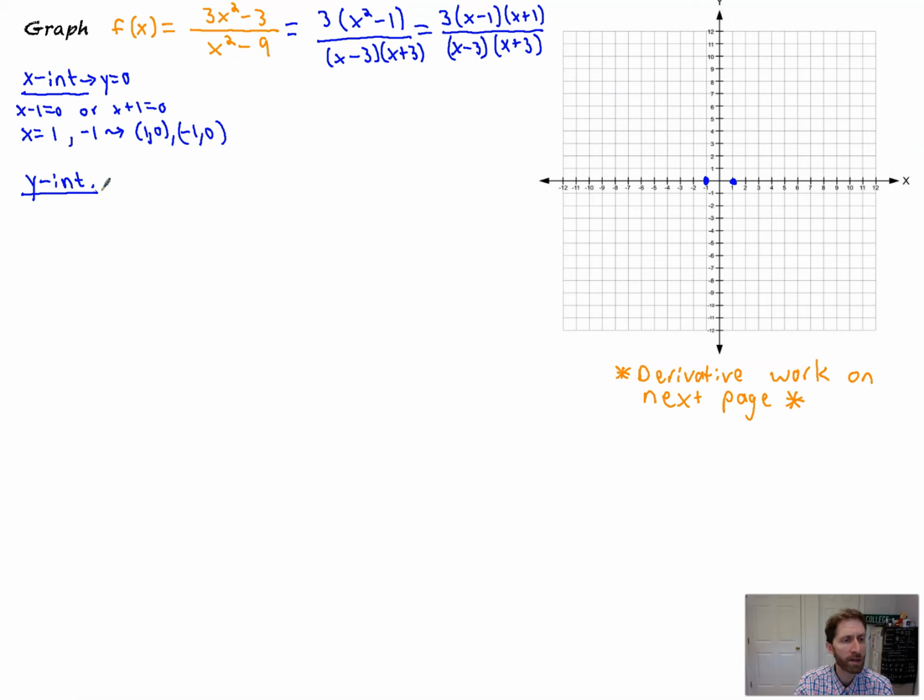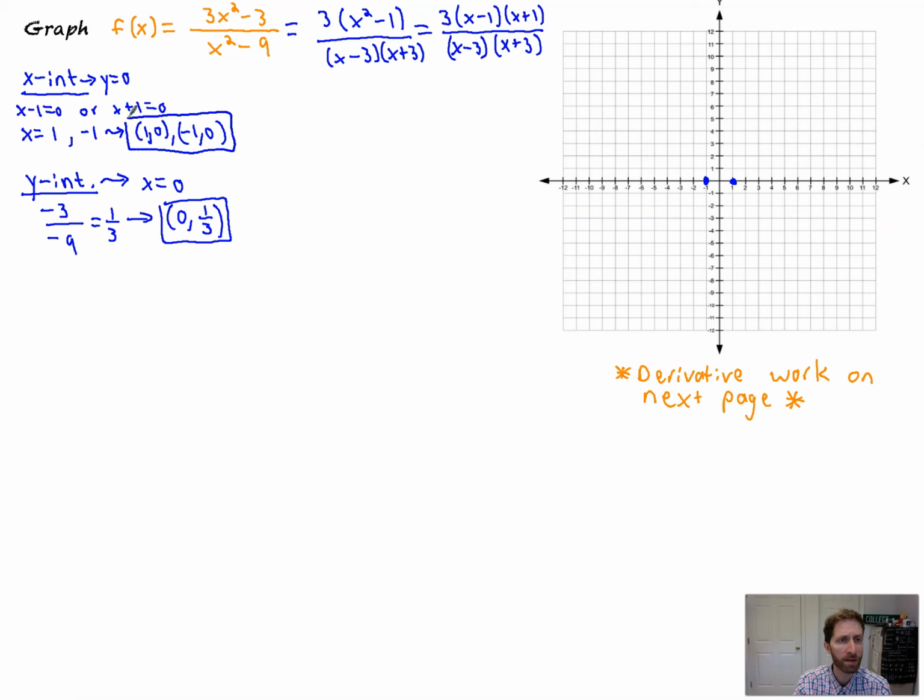Let's look for a y-intercept. As far as a y-intercept goes, remember that's going to happen on the y-axis. That occurs where x equals 0. So we literally can plug in 0 for x in any of these expressions. They're all equivalent, so I like plugging it into here. I think it's easier. If I plug in 0, I get 3 times 0 squared is 0, minus 3 is negative 3, all over 0 squared minus 9, which is negative 9. And so that's going to be equal to 1/3. So that is the point (0, 1/3). That's what we plugged in for x, and we got out 1/3. So that right there is going to be my y-intercept.